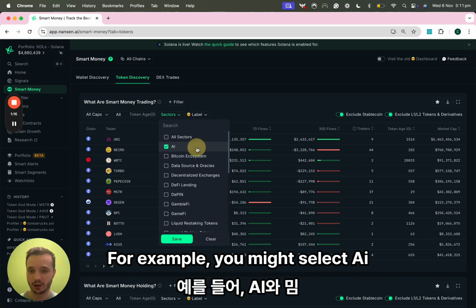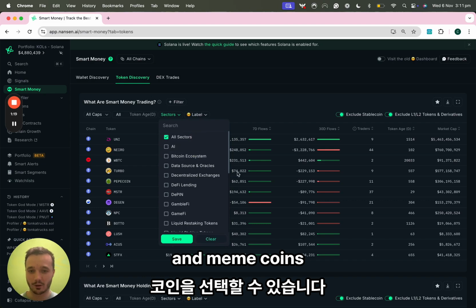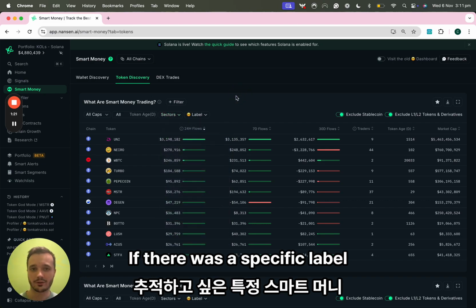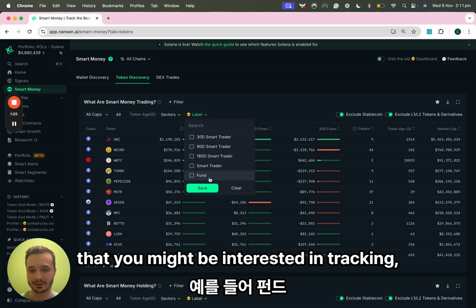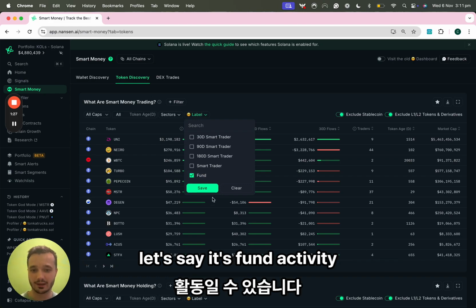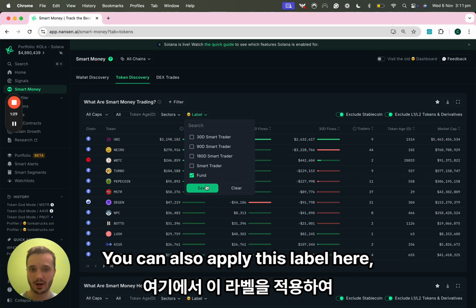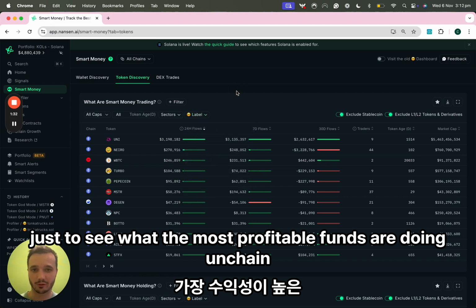For example, you might select AI and meme coins. If there was a specific label of smart money that you might be interested in tracking, let's say it's fund activity, you can also apply this label here just to see what the most profitable funds are doing on chain.